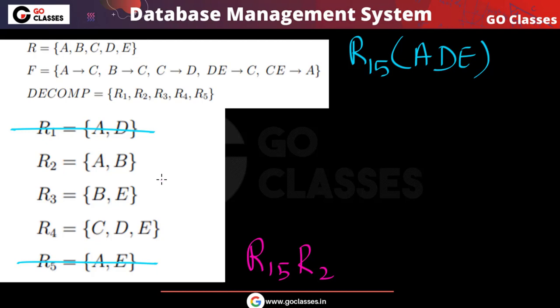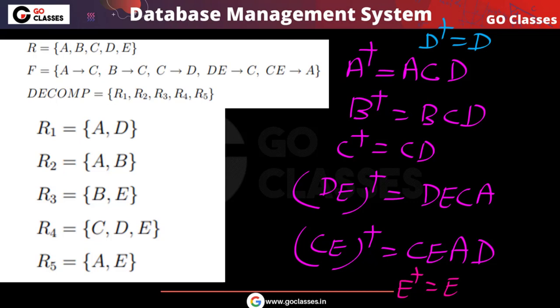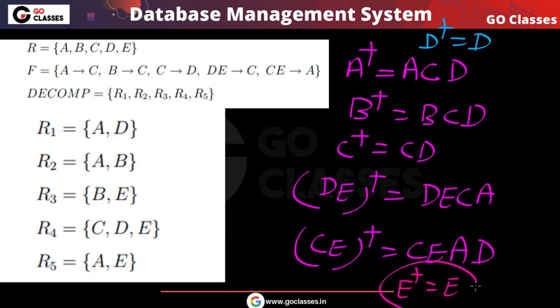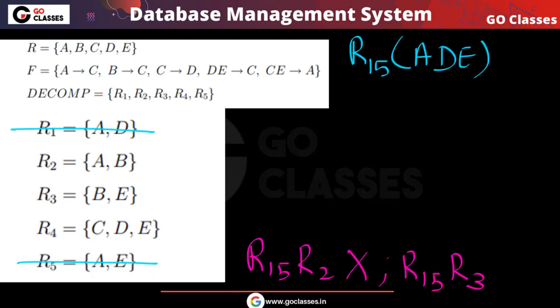The common set of attributes is A, and you can notice A can determine ACD. So A cannot determine B, and A cannot determine E. So this also we cannot combine. Now, can I combine R15 with R3? The common set of attributes is E only, and E cannot determine anything; E can only determine E. So that is the reason we cannot combine them either.